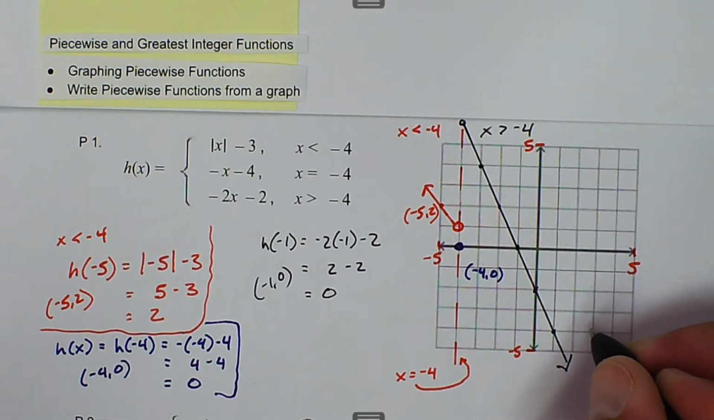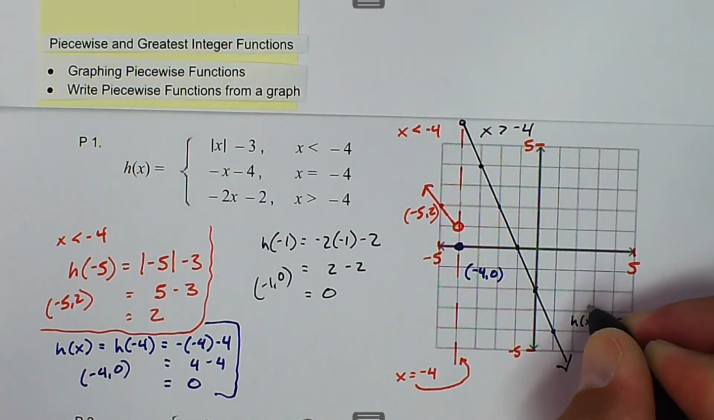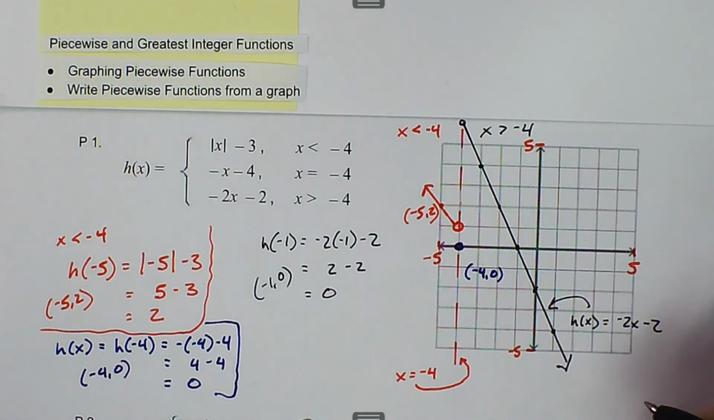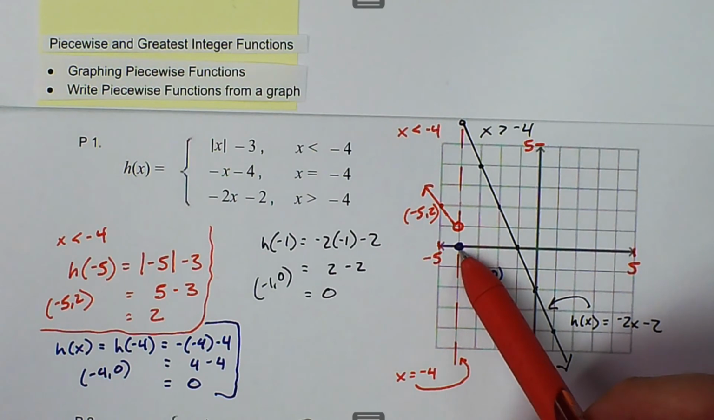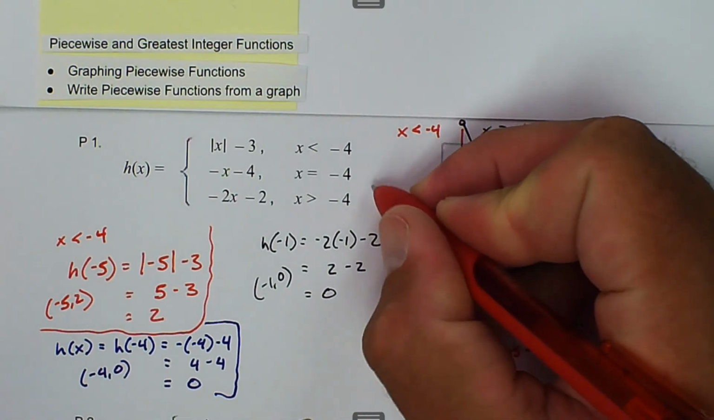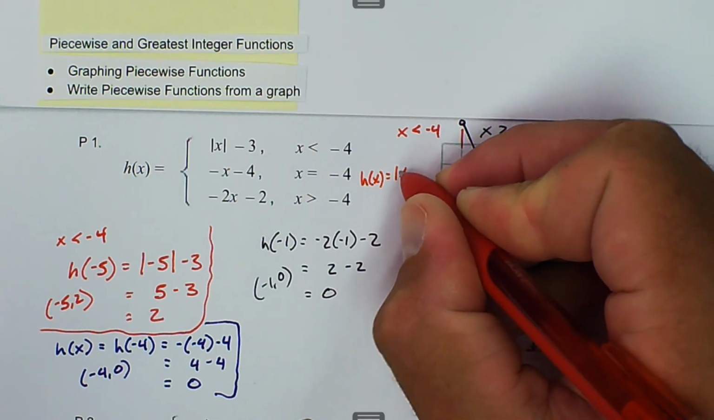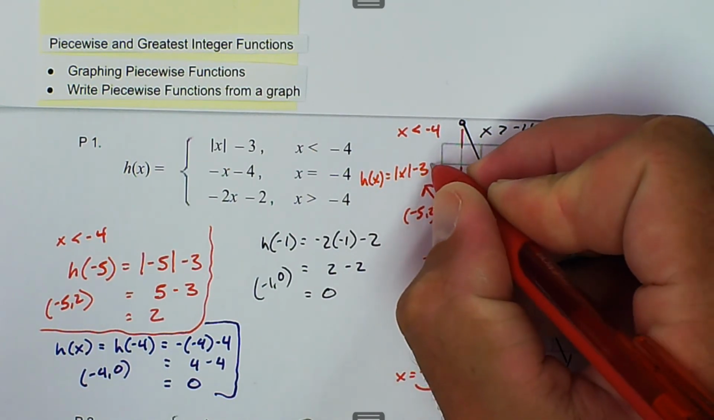This is the function h of x is equal to negative 2x minus 2. That's that one. And then we have the function right there where that one is equal to h of x equals x minus 4. And then we have h of x is equal to the absolute value of x minus 3, which is right there.